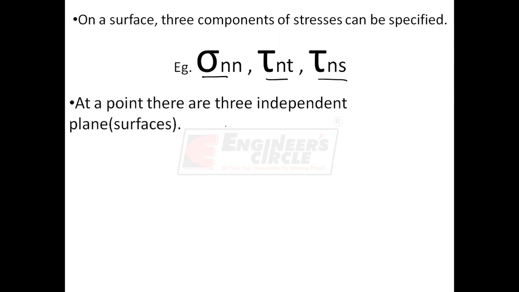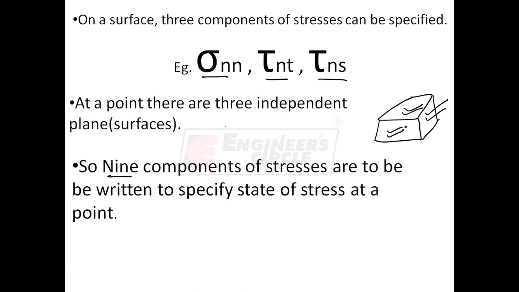Now, at a point, there can be three independent surfaces. For example, at this point, there can be three independent surfaces. First this, second this, third this. Now, on each surface, you need to specify three components of stresses. Three on this surface, three on this surface, and three on this surface. So, a total of nine components of stresses are to be written to specify stress at a point.